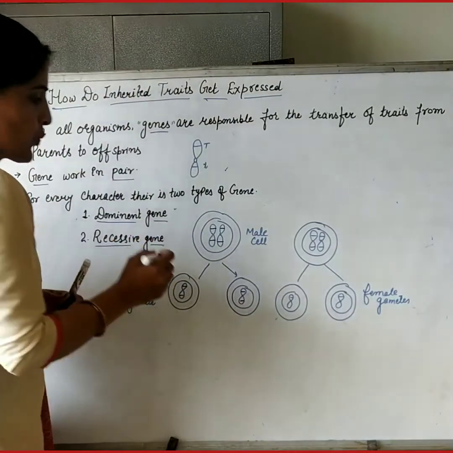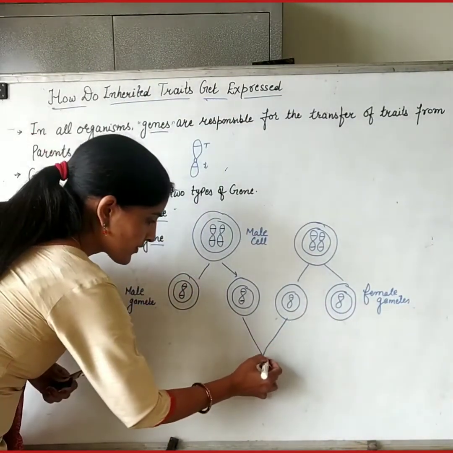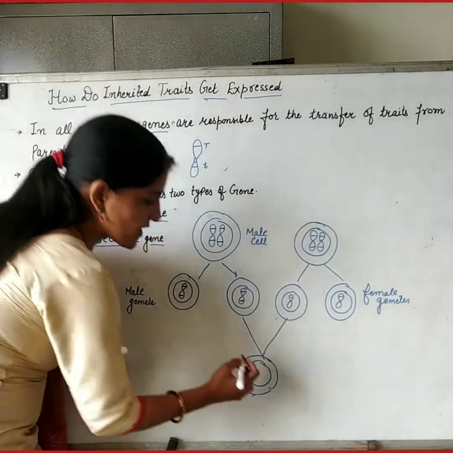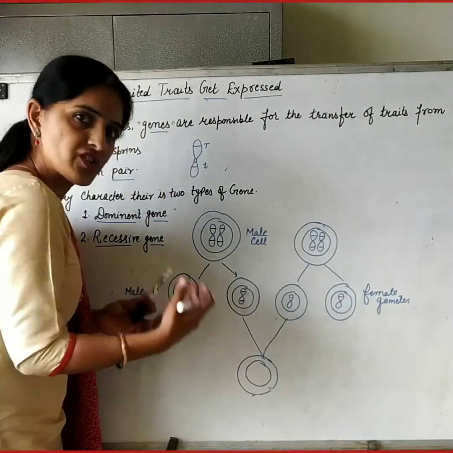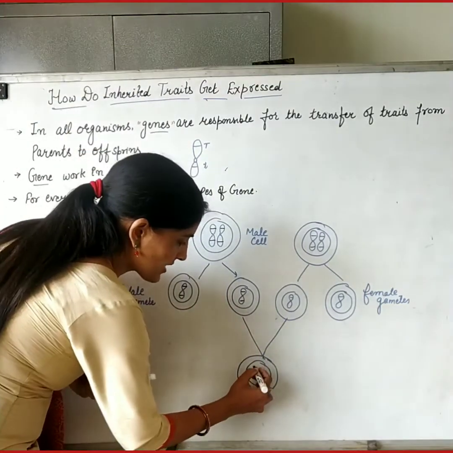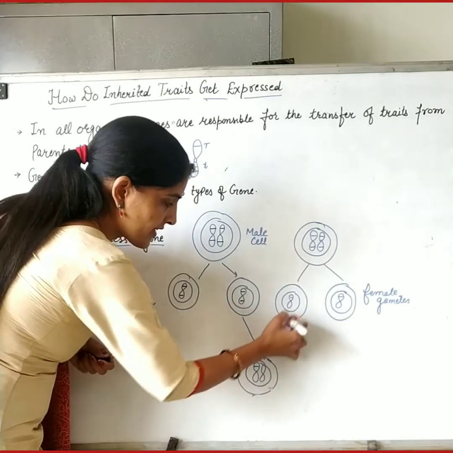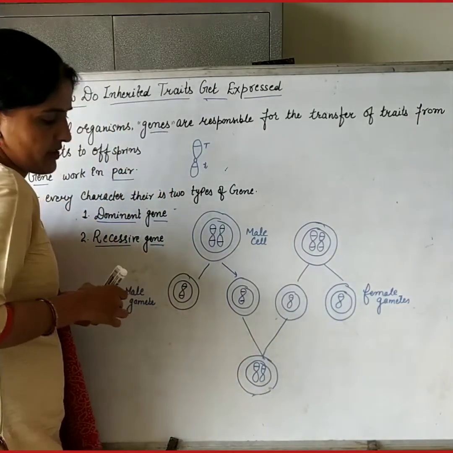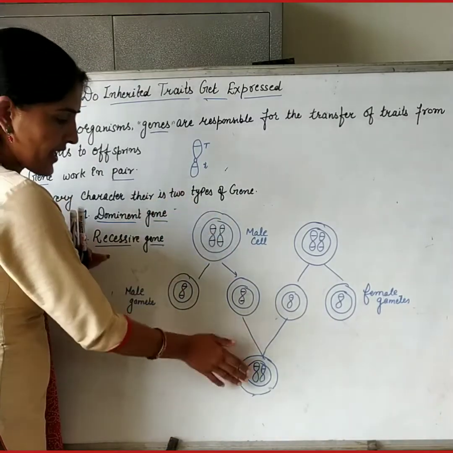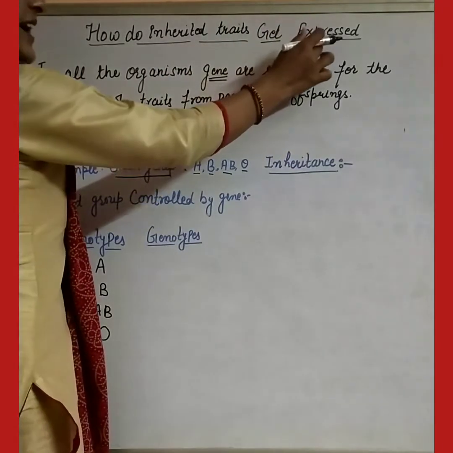Now what happens? When the male and female gametes fuse with each other, they form the zygote, that is the cell for the progeny, and that has a pair of chromosomes, one from the father and the other from the mother. In this way genes get expressed. We can say this is how inherited traits get expressed.